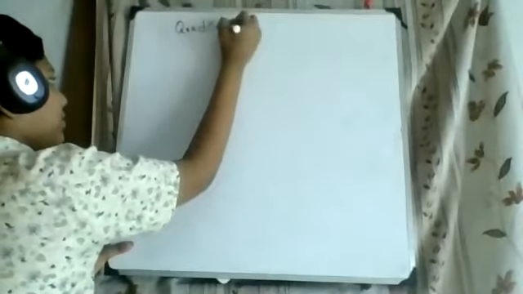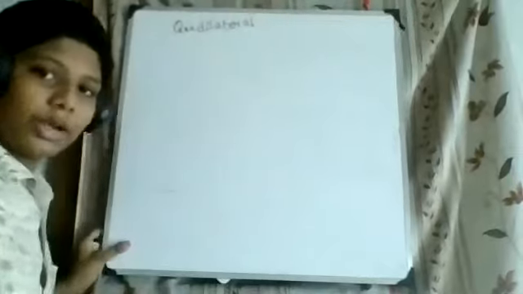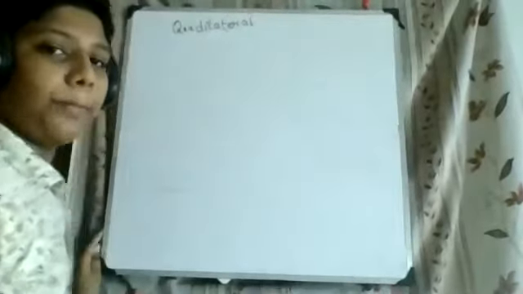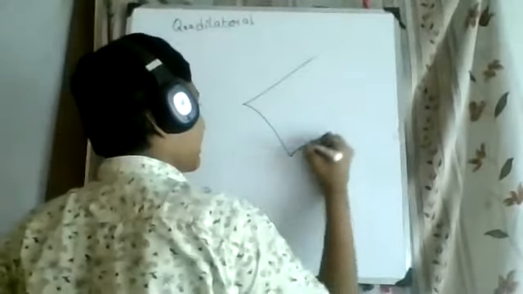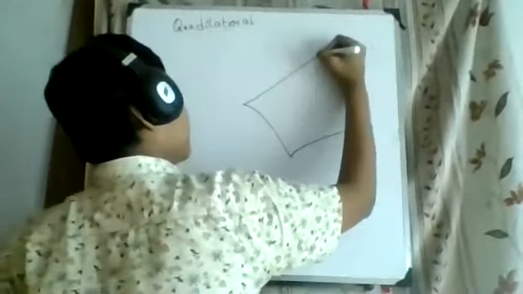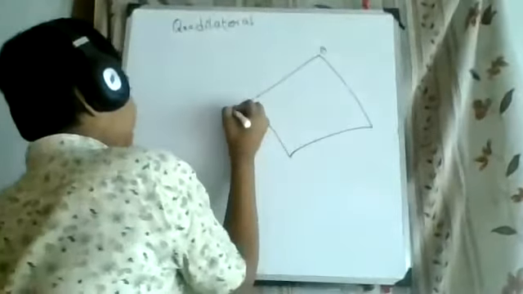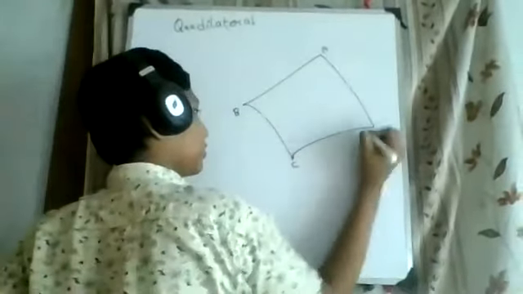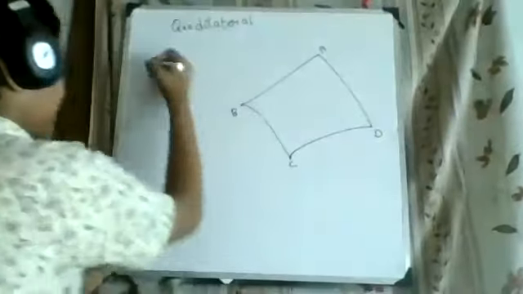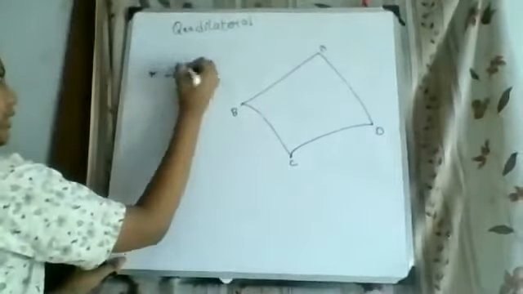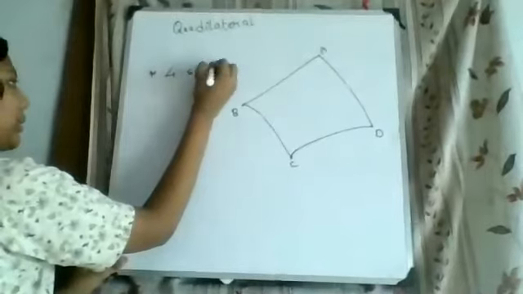First, let us know the simple points of a quadrilateral. A quadrilateral is a four-sided polygon. What is the first point? It is a four-sided polygon.